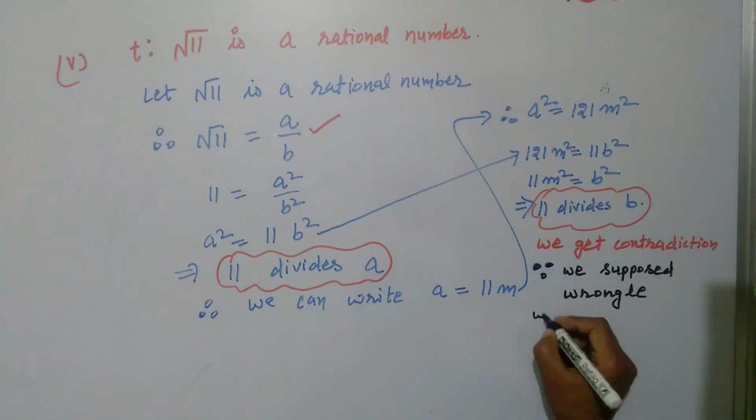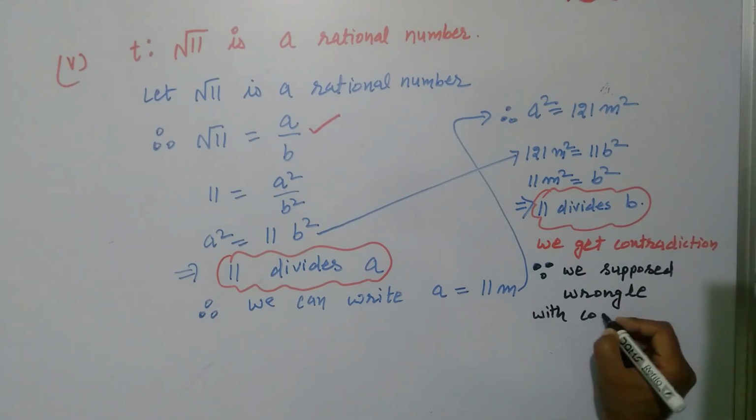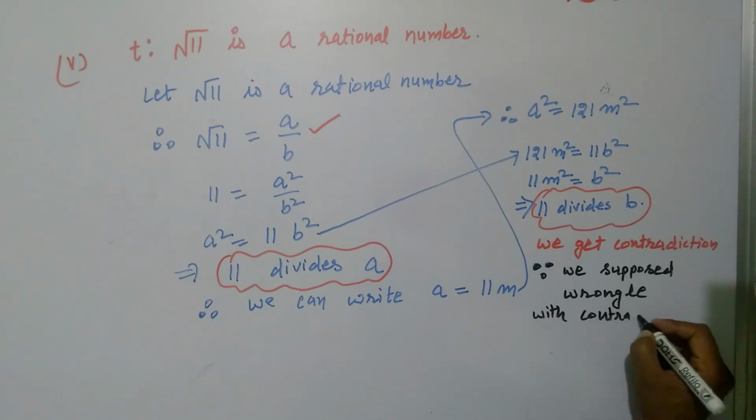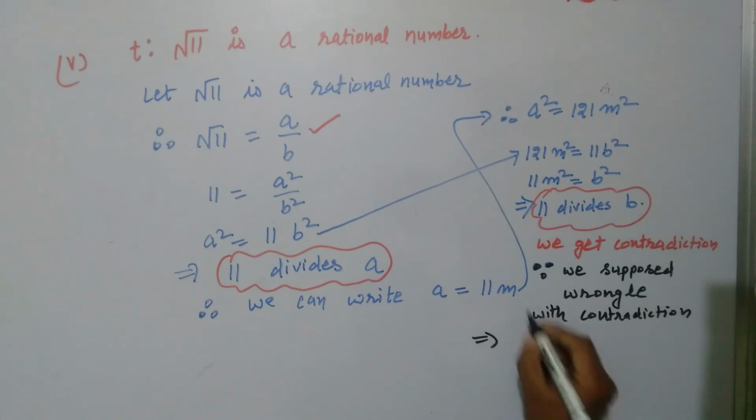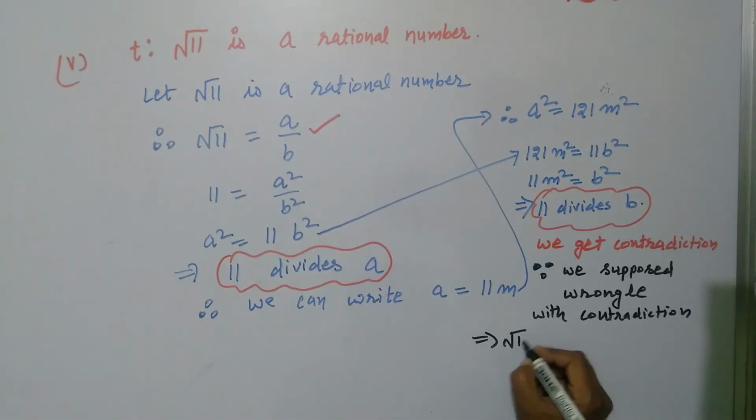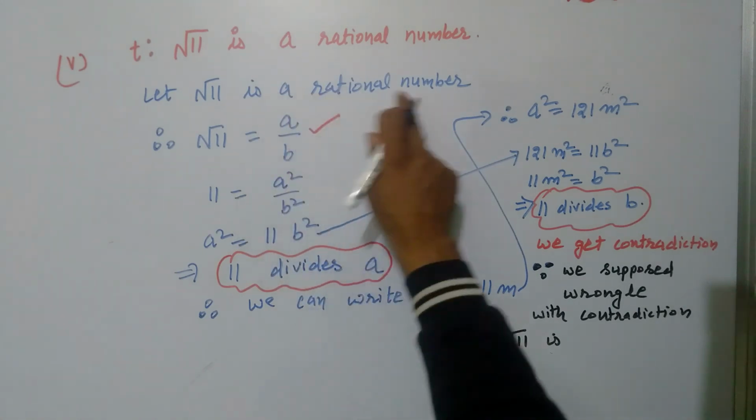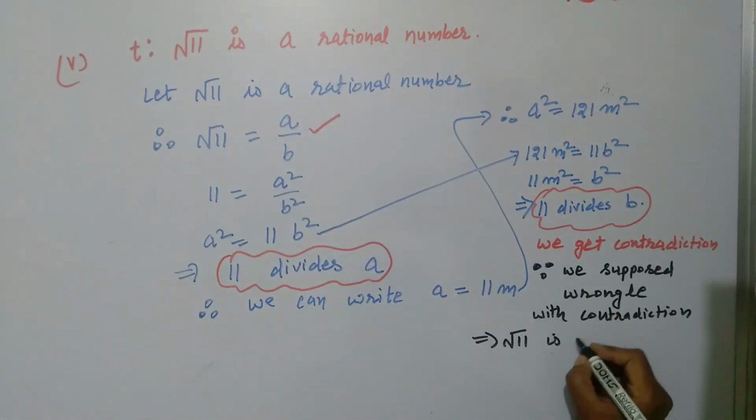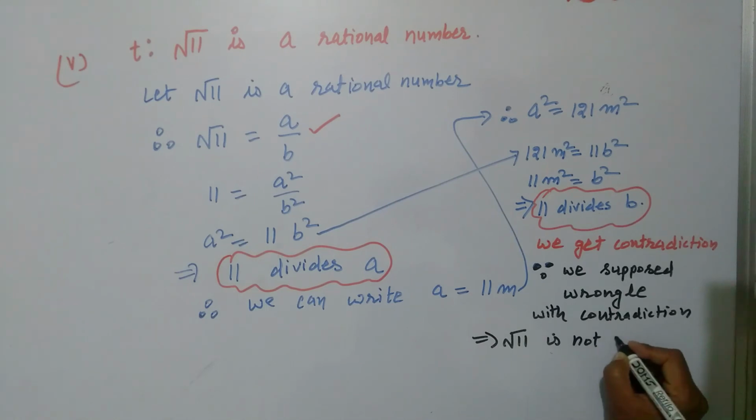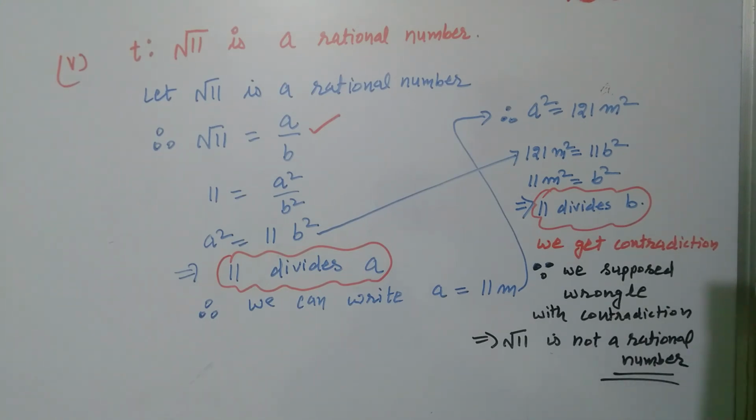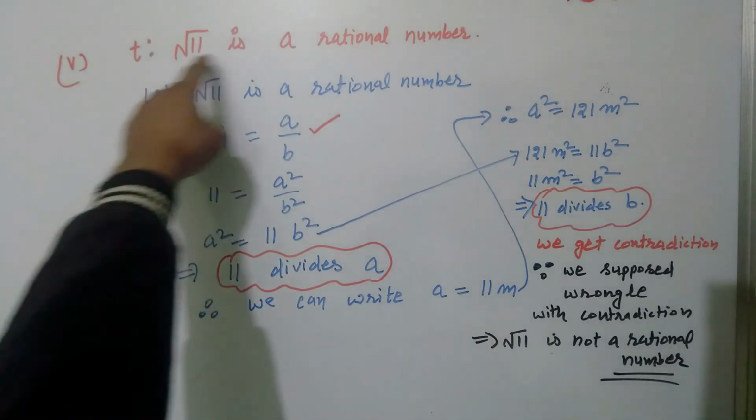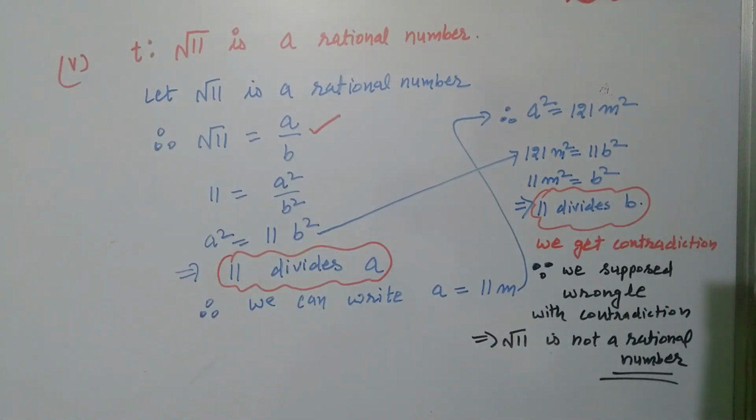With the contradiction, this implies square root of 11 is not a rational number. We cannot say this is a rational number. This is the correct answer. So what about this statement? This statement is purely false.